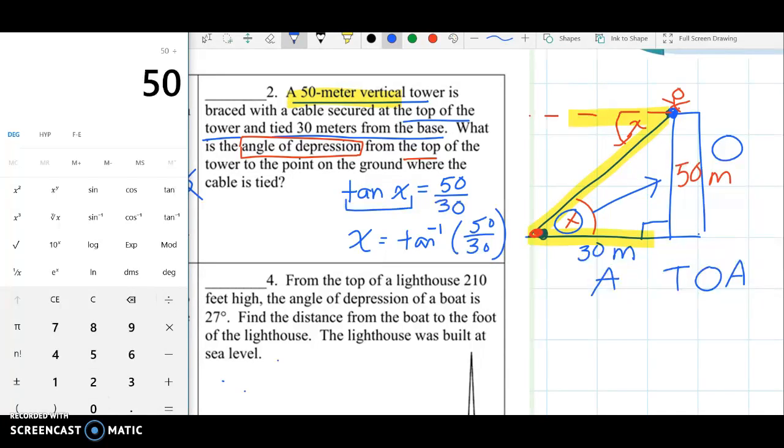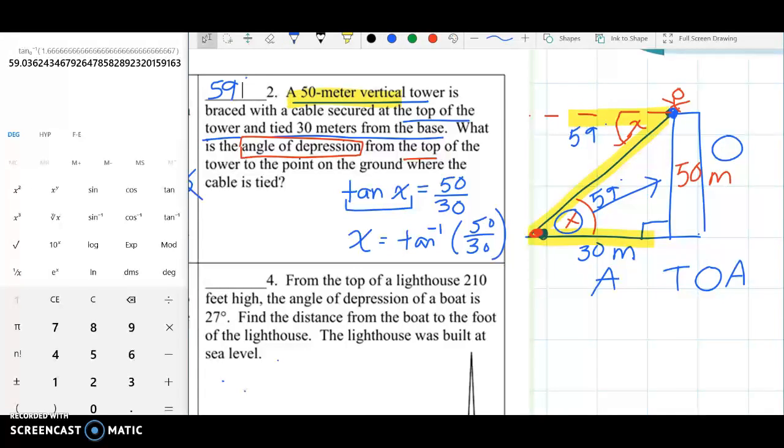Okay, so in your calculator, we're going to clear this out, 50 divided by 30. Here's our decimal, 1.66666 repeating. We want to get the angle measure that's associated with that ratio, with that decimal. So we're going to click the inverse tan button, and it's going to give us 59 degrees. So that must be a 59-degree angle. We're going to write down that this is 59 degrees down here for your angle of elevation, which means up here your angle of depression is also 59 degrees. And that's our final answer.